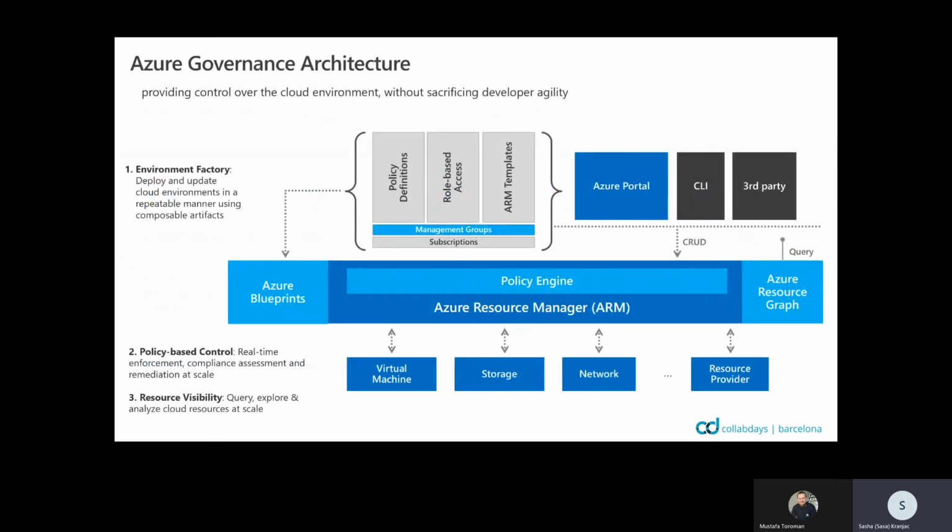So what do you think, Mustafa? Azure governance architecture is practically the foundation, like we've seen before. There's Azure Resource Manager, there's the Policy Engine, and then there's the layer that talks to the underlying data center with the services themselves, like virtual machines, storage, network, etc. We can communicate with that layer via different tools like the Portal, CLI, and third-party tools. But then that's where Azure Blueprints and Resource Graph come in.